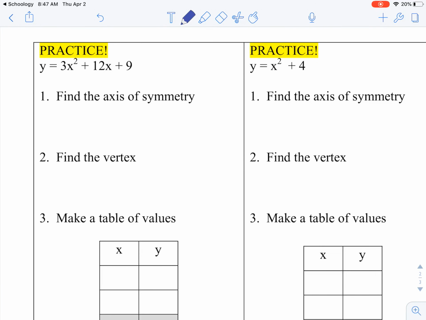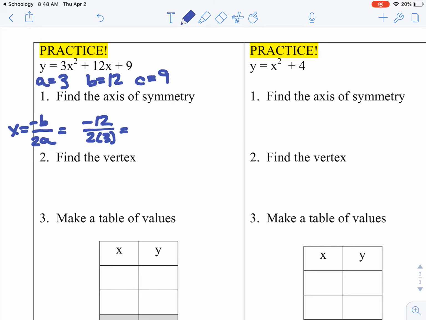So when we start here with the first example, number 1, I like to identify my variables. A is 3, B is 12, C equals 9. Then let's go through and we're going to start by finding the axis of symmetry, x equals negative b over 2a. So we have negative 12 over 2 times 3. Negative 12 over 6 equals negative 2.